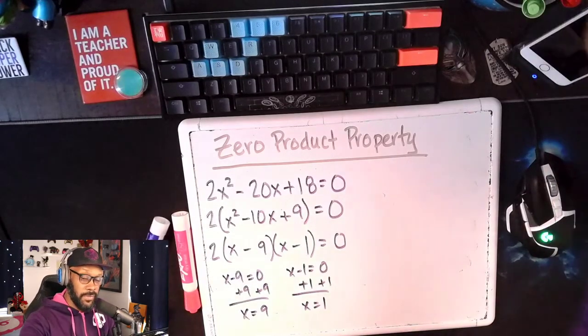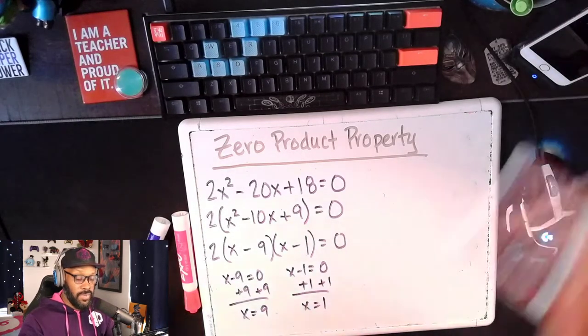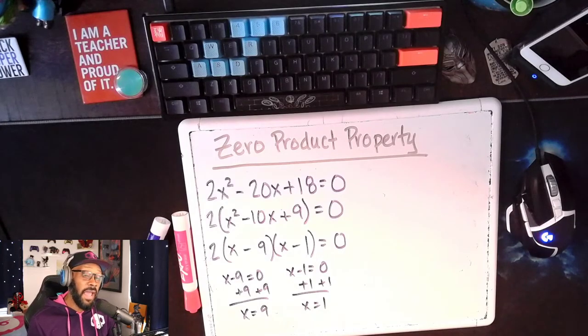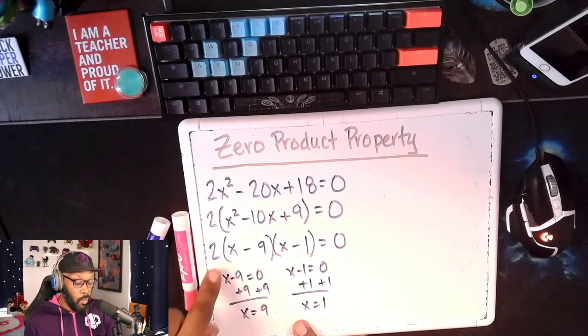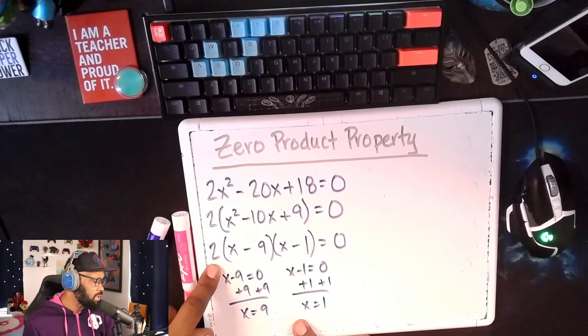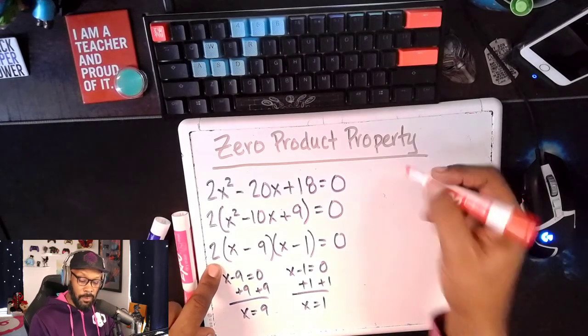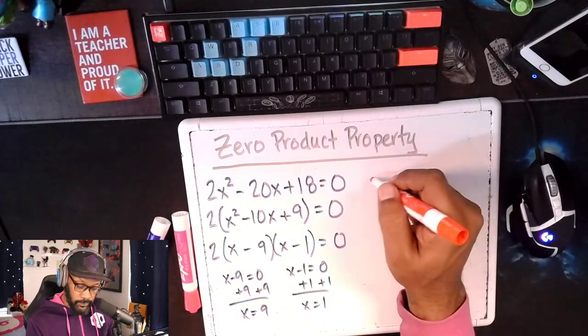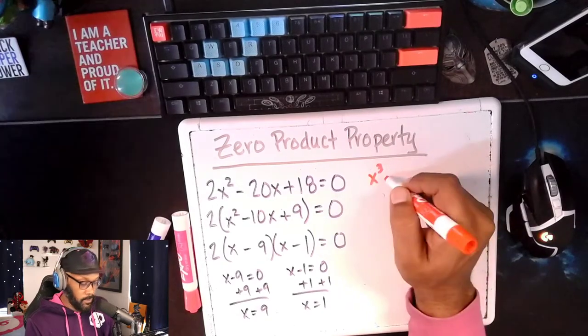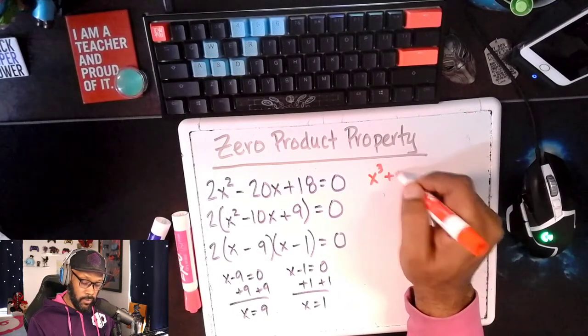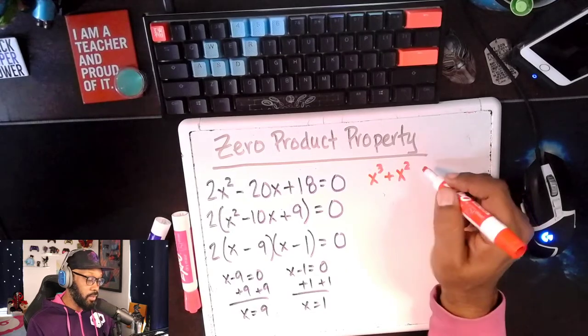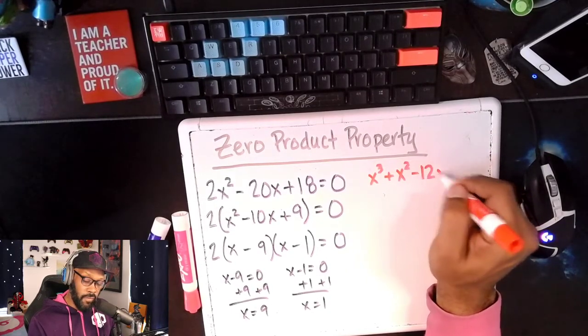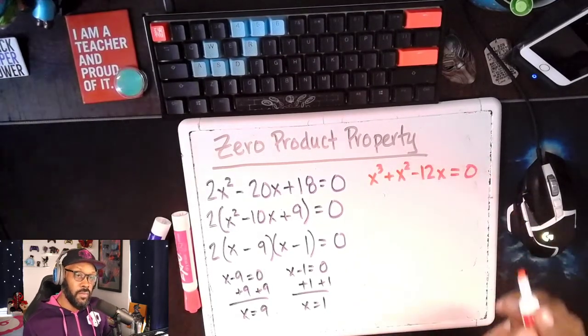Now check this out. I want to show you something where that actually could be the case. We could have more than one answer where what happens out here could be important. Check this one out. I'll put it right next to it. We have x to the third plus x squared minus 12x equals 0.